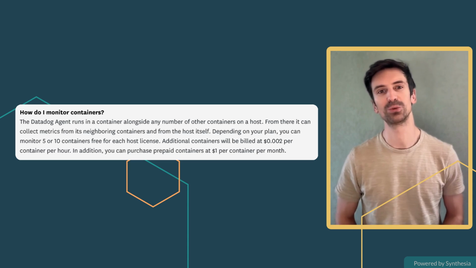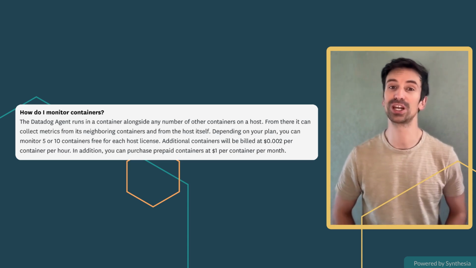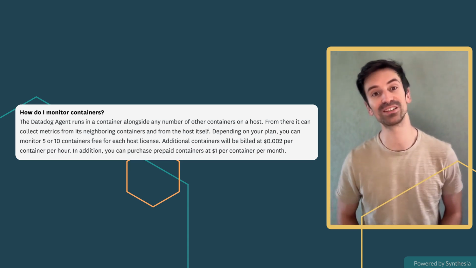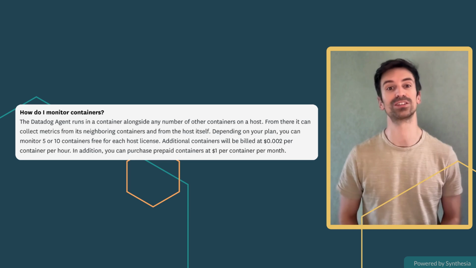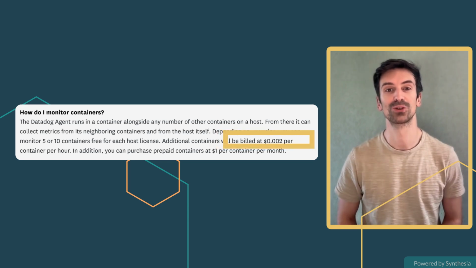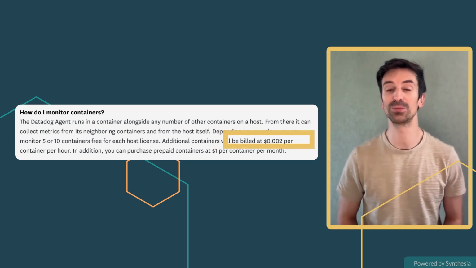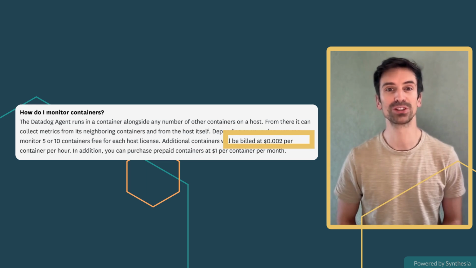So if your plan includes 100 containers, but you usually run around 110, it makes sense to buy those extra 10. However, if your container usage fluctuates, you can go with the on-demand rate of $0.002 per container per hour, which is more flexible for short-term spikes.